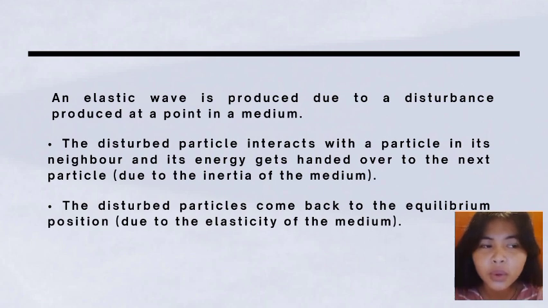So there is not only a single wave, but a series of waves. This means that the particle at the starting point interacts with other particles and hands energy to them, so that neighboring particles also undergo waves. The second concept of elastic wave is that the disturbed particles come back to the equilibrium position.